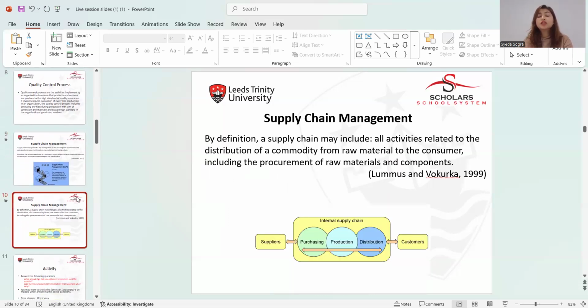So by definition, it includes all the activity related to the distribution of a commodity from raw material to the customer, and also including the procurement of raw material and component. So we have two types of supply chain, internal and external.